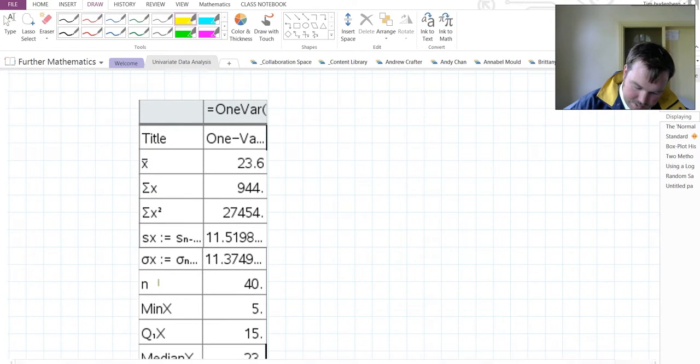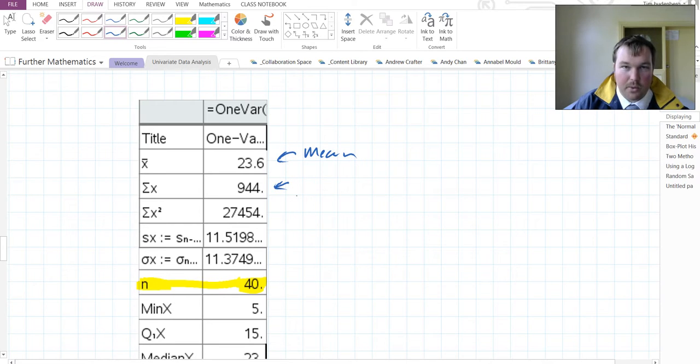One thing you should be checking is that n equals 40. N is the number of data points you put in. X bar is mean. This is add them all together. So if we add all the red cars all the students had, that's the sum of all. You won't use that very often. This is the sum of them all squared. You'll never use that. This here is what we use for standard deviation.